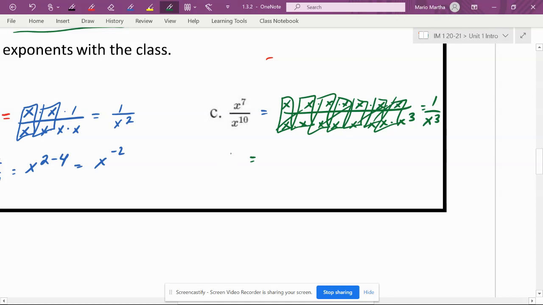And then again, using the pattern, x to the 7th over x to the 10th, that would be x to the 7 minus 10, and that would be x to the negative 3. So again, that's equal to 1 over x to the third. And then over here, I forgot to say the same thing.